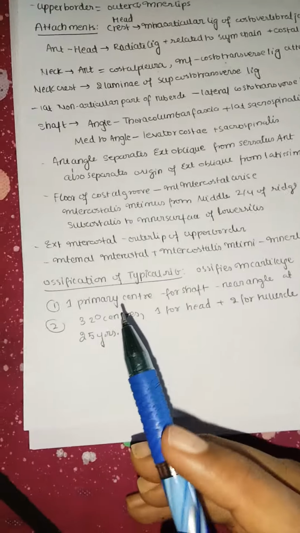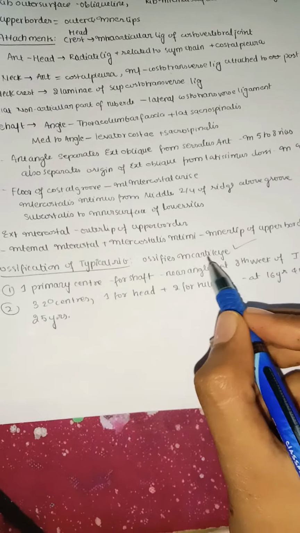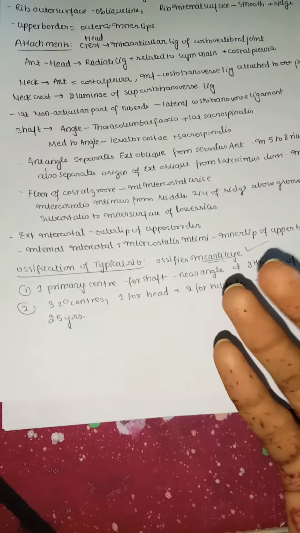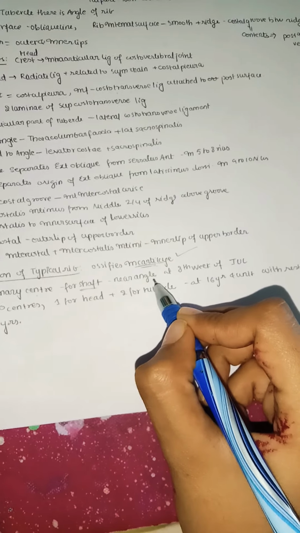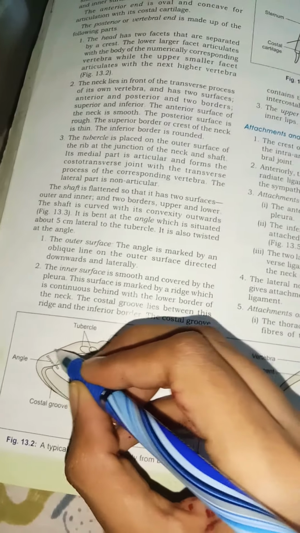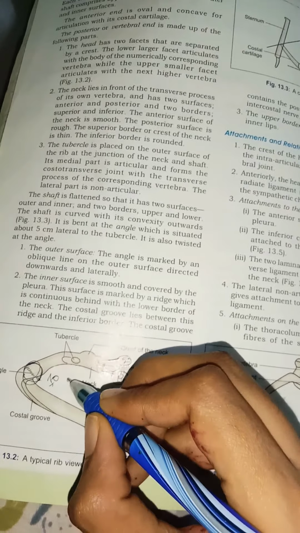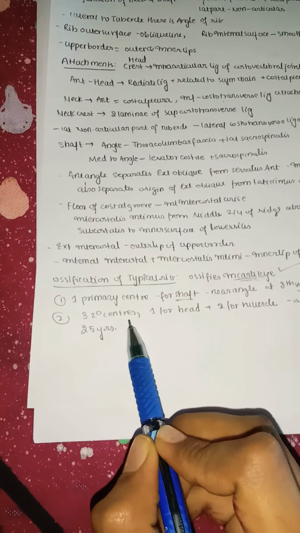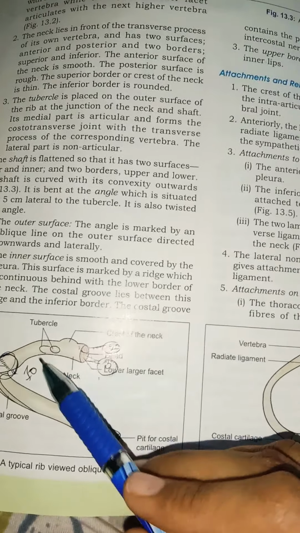And now let us see the ossification of a typical rib. The typical rib ossifies in cartilage. That is, first the cartilage is formed and next the bone is formed. The primary center for the shaft is near the angle at the third week of intrauterine life. So at this place, the angle, the primary center of ossification forms first, at the third week. And next three secondary centers form, one for the head and two for the tubercle.